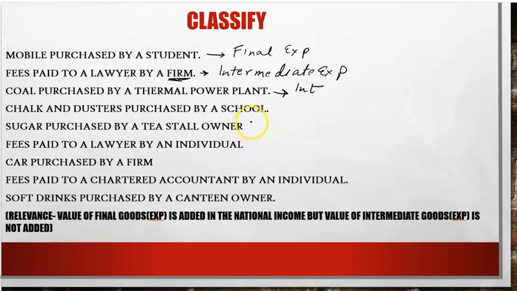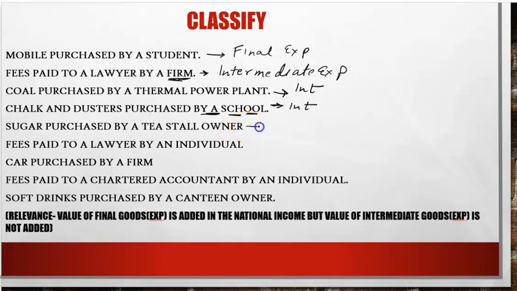Chalk and duster purchased by a school. We take private schools, we take schools as firms. So chalk and duster are the commodities used up in giving services. बच्चे कहते हैं सर ये फाइनल यूज कर रहा है स्कूल. नो, इन सबके चार्जेस आपकी फीस के अंदर ऐड हुए हुए. So therefore it is called intermediate goods. They are used in the production of services.